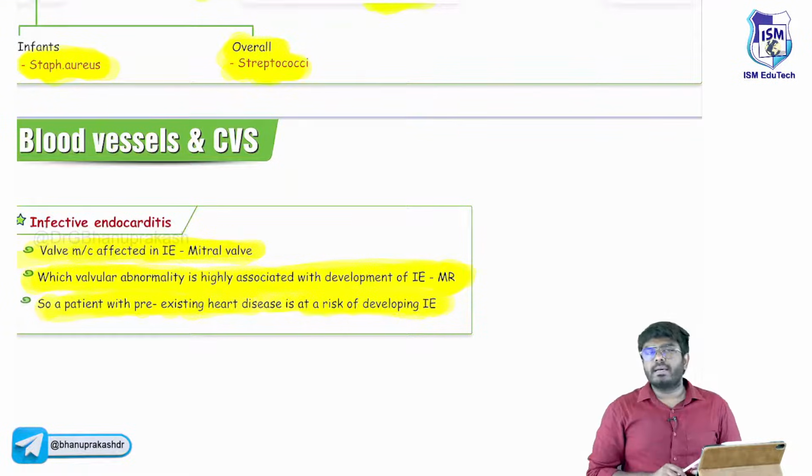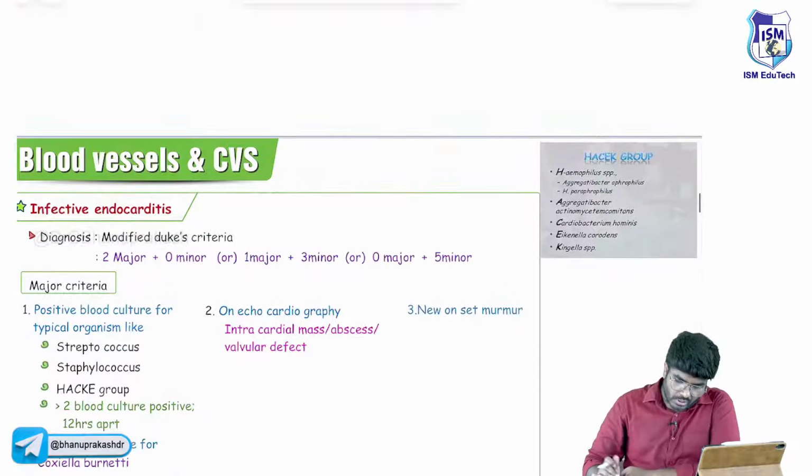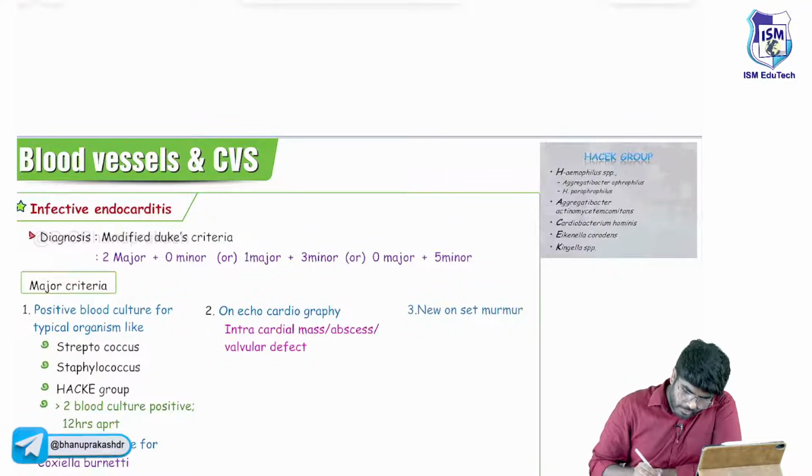What is the criteria for the diagnosis of infective endocarditis? For acute rheumatic fever, the criteria is the revised Jones criteria, JONES, which we have seen. For infective endocarditis, what is the criteria name? The name of this criteria is the modified Duke's criteria. To establish the diagnosis, we use the modified Duke's criteria.